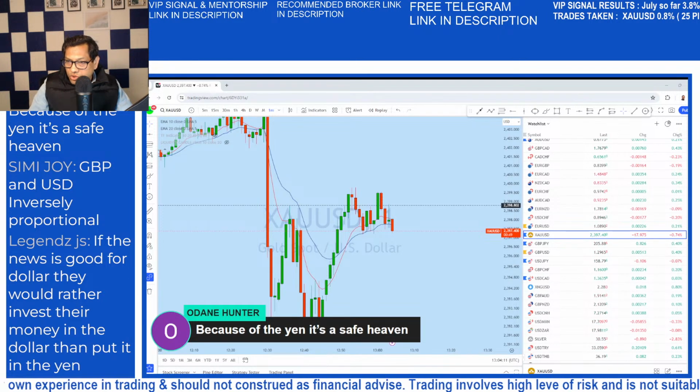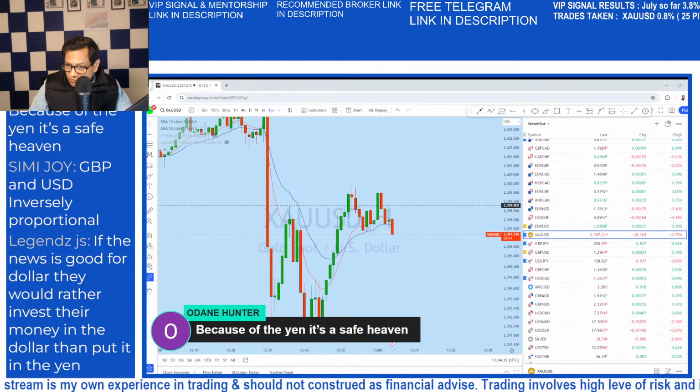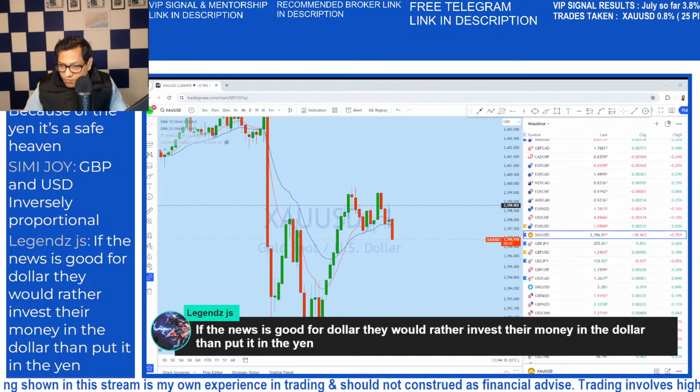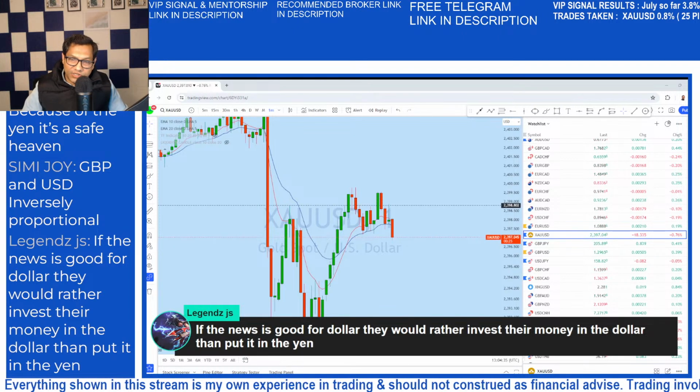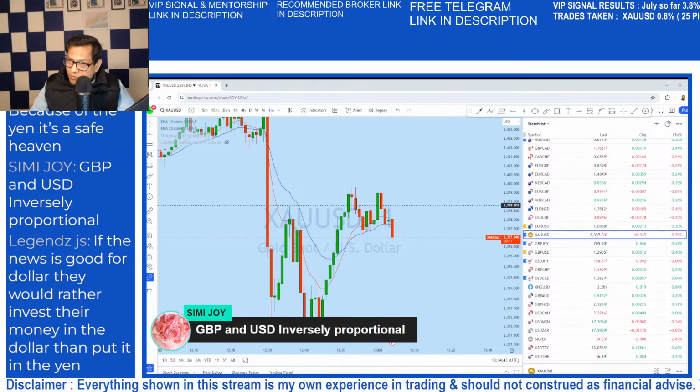Okay, so if the news is good for the dollar, then legends, if the news is good for the dollar, they would rather invest their money in the dollar than put it in yen. That's kind of a supermarket strategy. But I think that, okay, so GBP and USD are inversely proportional. Okay, this is one point. Does anyone agree with that?